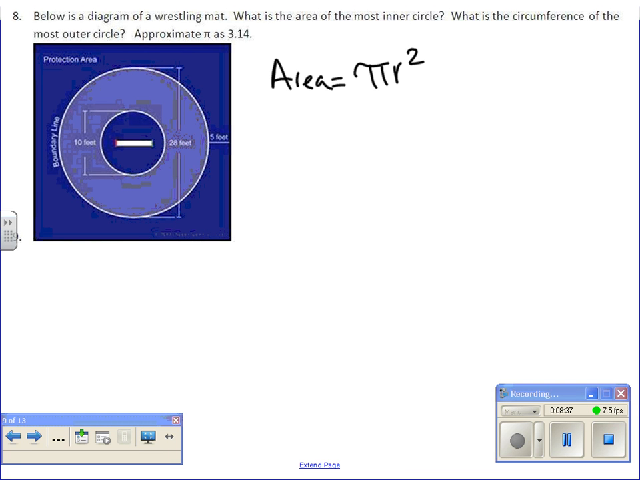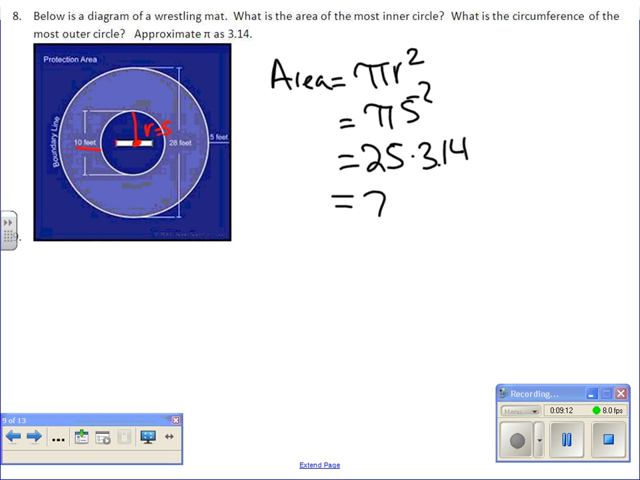So we know radius is that distance from the center to the edge, right? So if this distance is 10 feet, my radius is going to be 5 feet. Okay, so we're going to go ahead and take a look at that. Pi times radius squared, our radius is going to be 5. Pi times 5 squared, that'll be 25 times 3.14. And if we do the math right there, 25 times 3.14, we should end up with 78.5 feet squared.